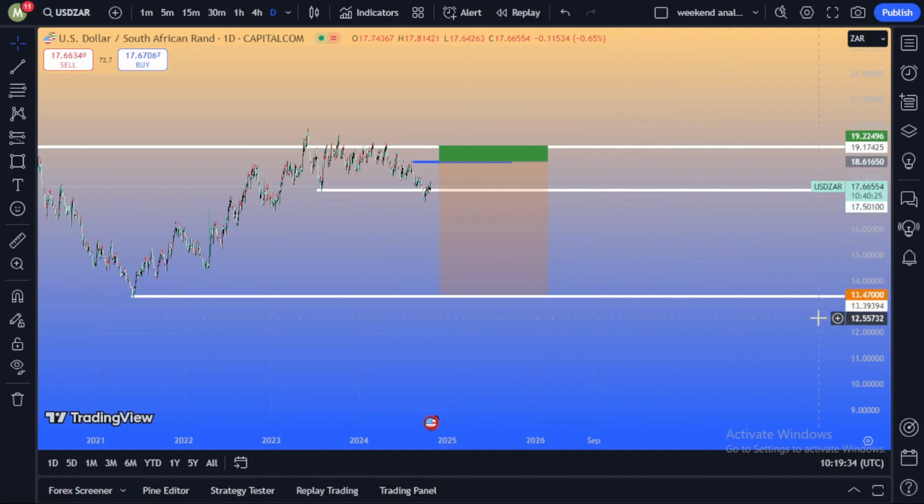Now I hope you guys did understand what I'm saying right here, and this is the first time I actually went in deeper into the strategy that I use.